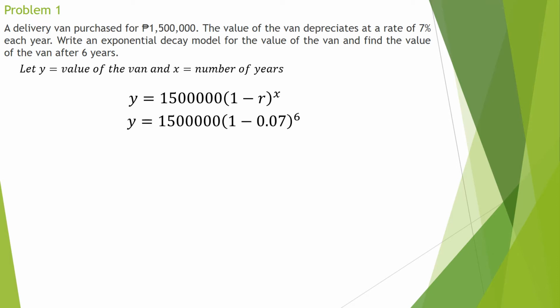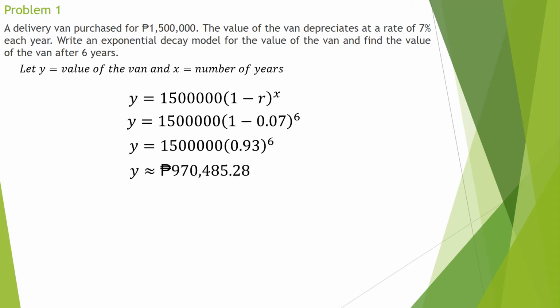Then we will substitute the value of the rate r, which is 7%, and in decimal that's 0.07, and x is the number of years, which is given as 6 years. So we subtract 1 minus 0.07, so it is 0.93. So every year it will become 0.93 or 93% of the original amount.